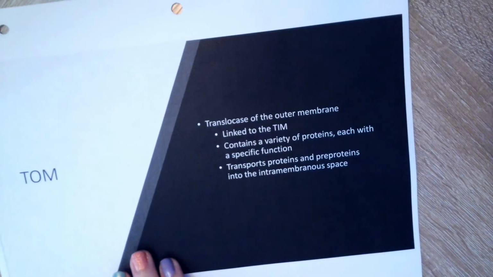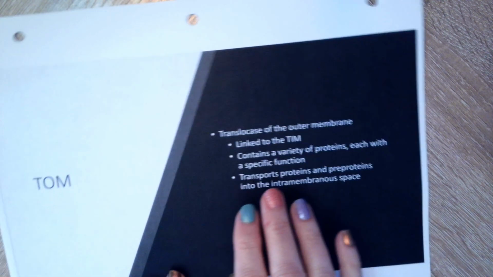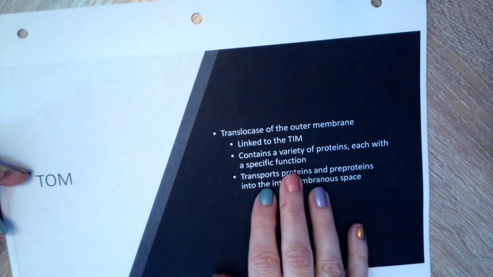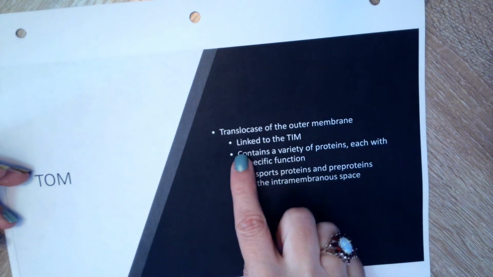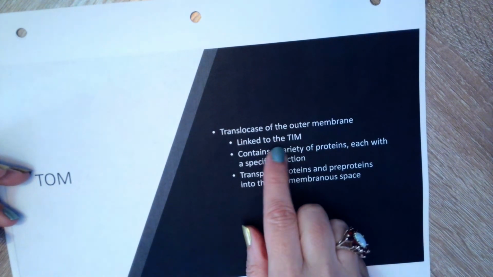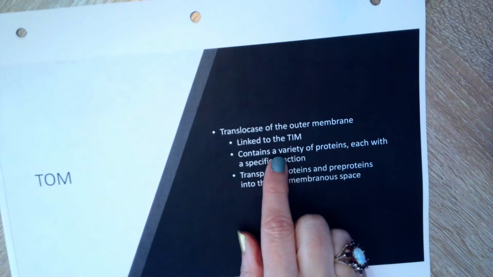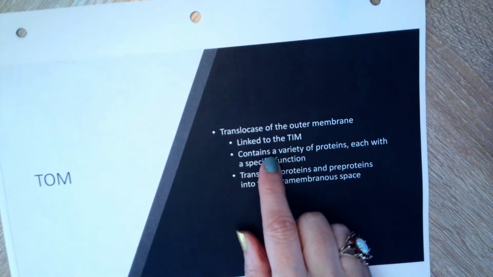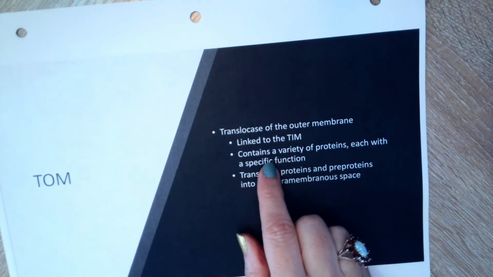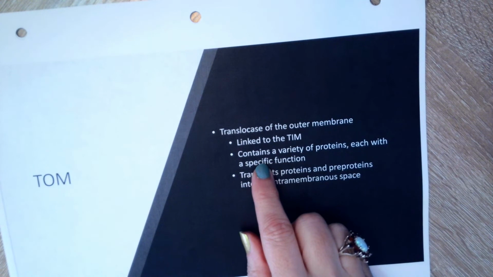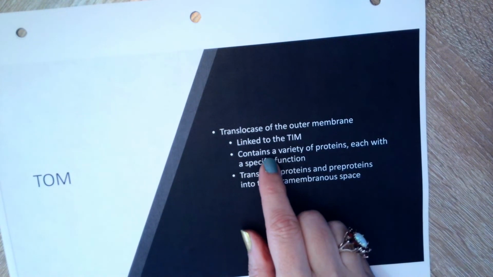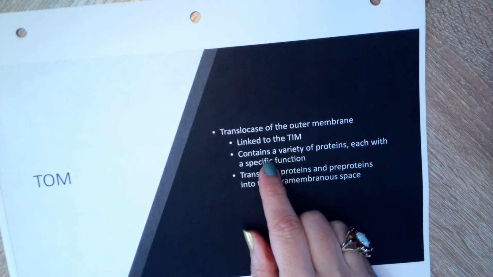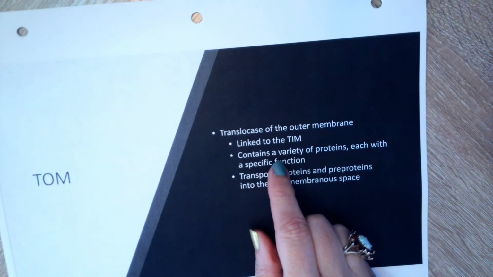Okay, now here's just a recap of the translocase of the outer membrane, the TOM. It's actually linked to the TIM, so it's essentially like a double door, if you think of it. If you're trying to get into or out of the mitochondrial matrix, if you're coming from the cytoplasm, you have to go through TOM and then through TIM. If you're coming from the matrix and trying to move out into the cytoplasm, then you're going to have to go through TIM and then through TOM.